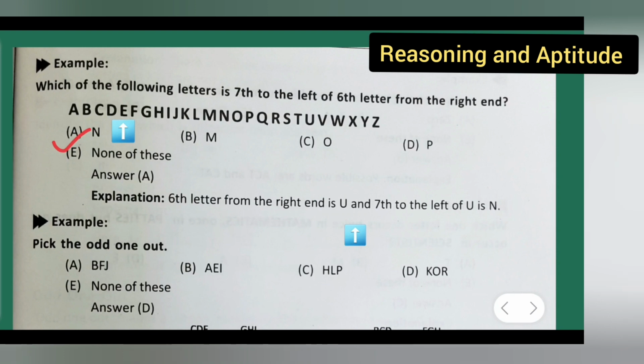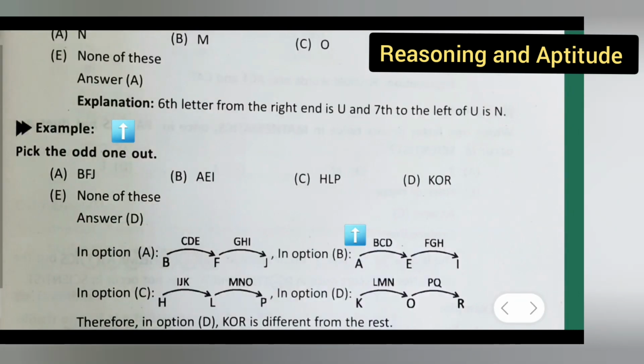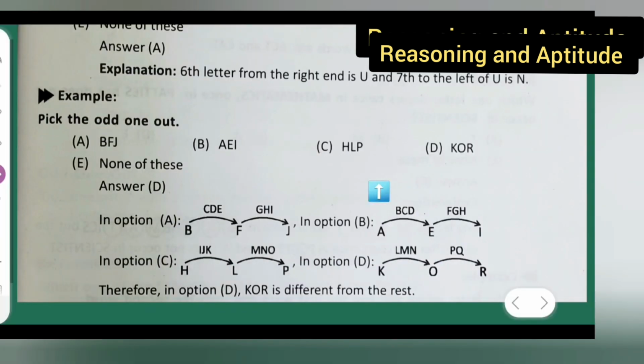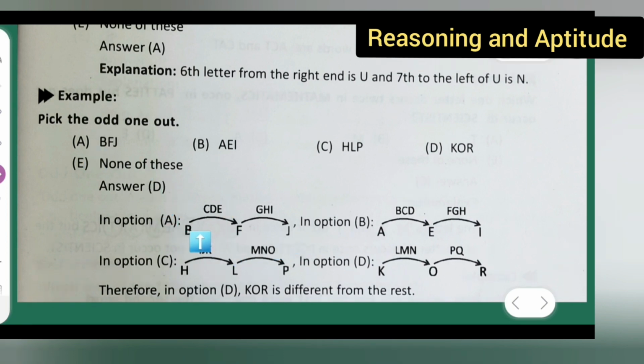Next, moving further, the next example is: pick the odd one out. Here the options are given, and you have to pick the odd one out. Now here you have to see option A. B to F, F to J. So pick the odd one out. Here A, B, F, J is given. After B, which alphabet comes?